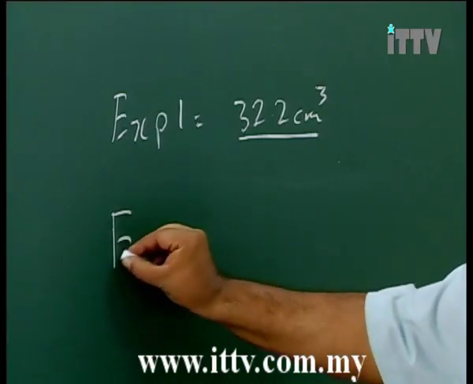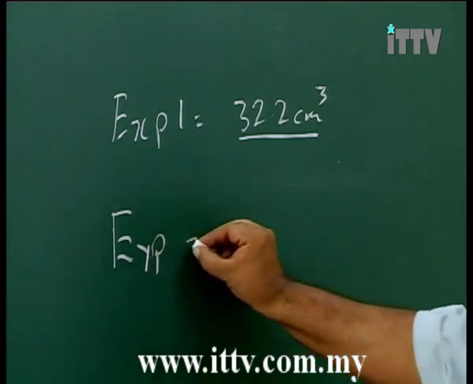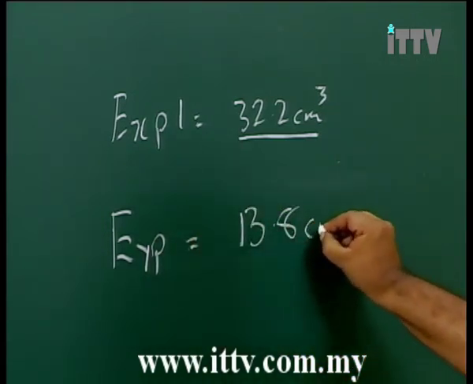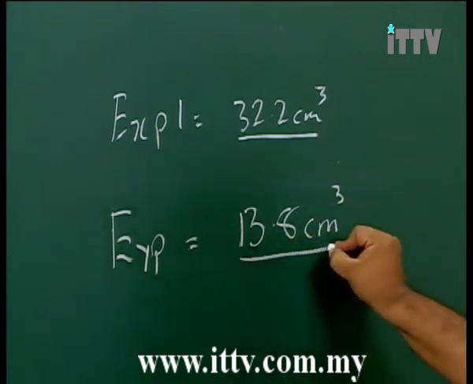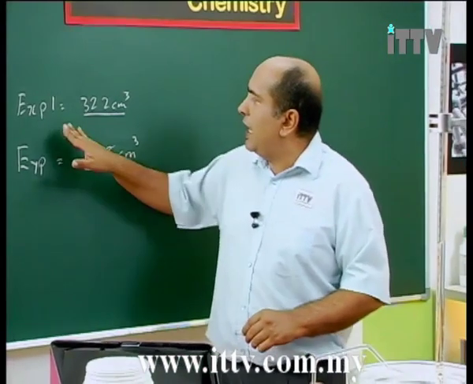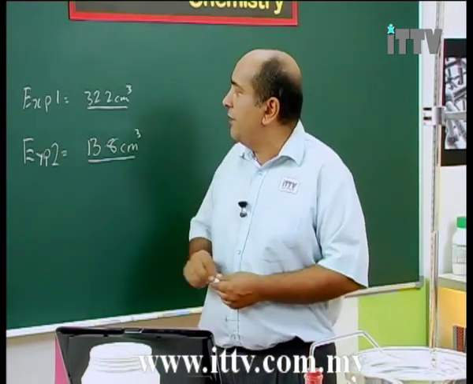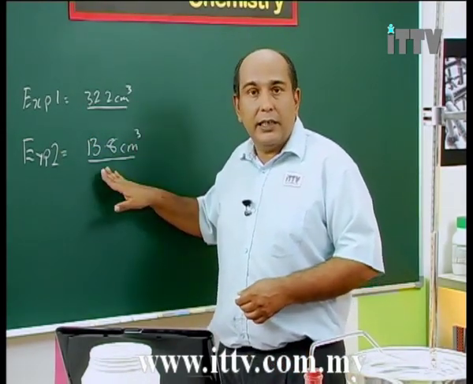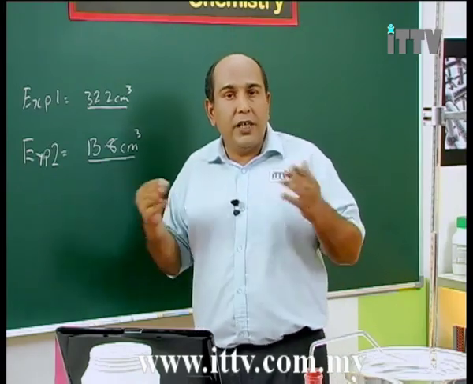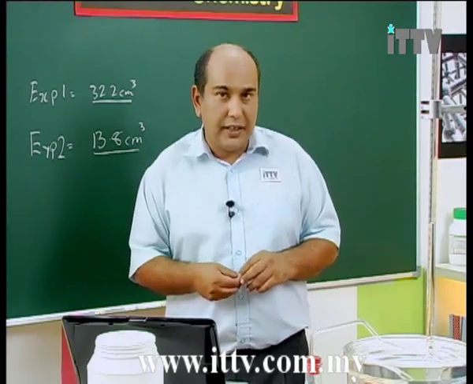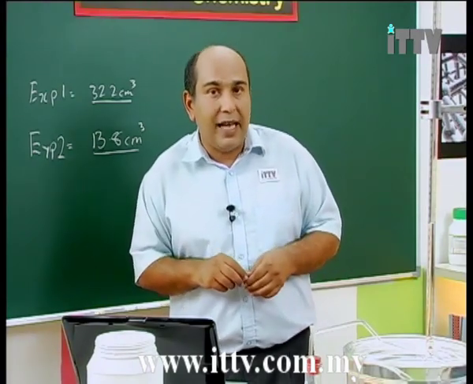So in experiment 2, we collected up to 13.8. So now we have the volume we collected in experiment 1. Sorry, I should put the 2 in there. In experiment 1 and in experiment 2. From here we can calculate the actual volume. So the actual volume in each one is just a little bit of math.